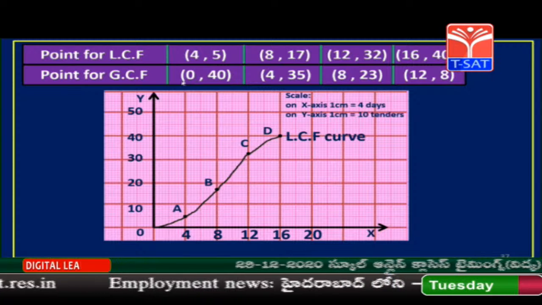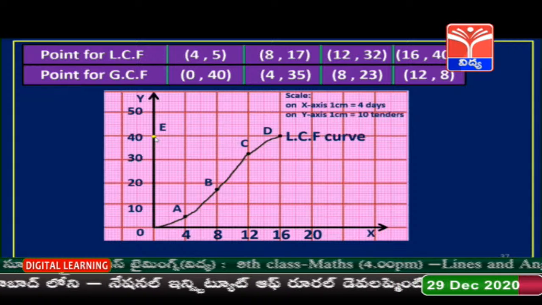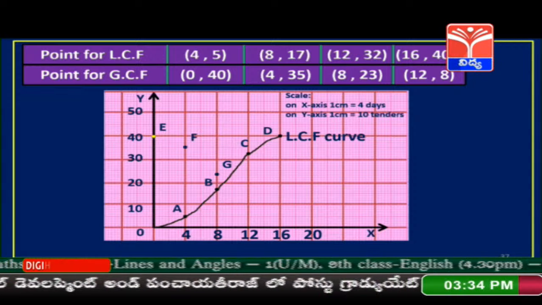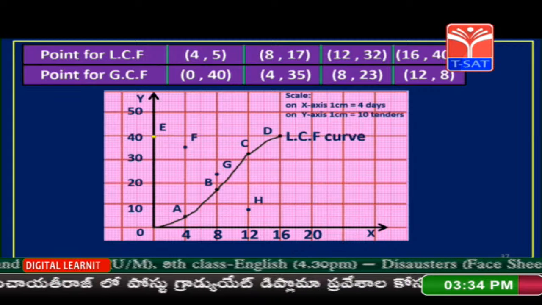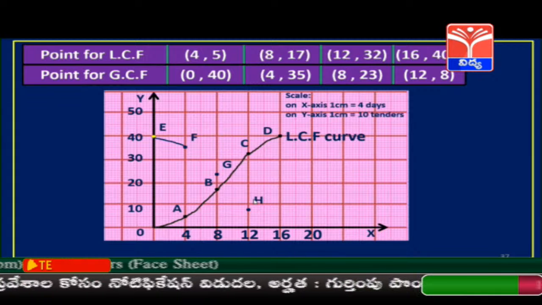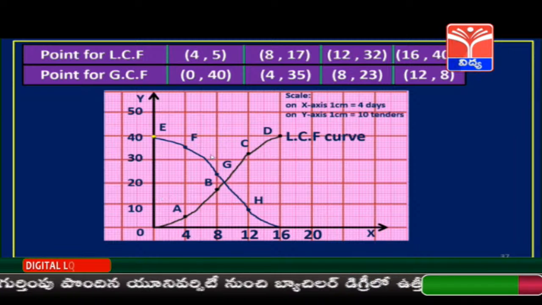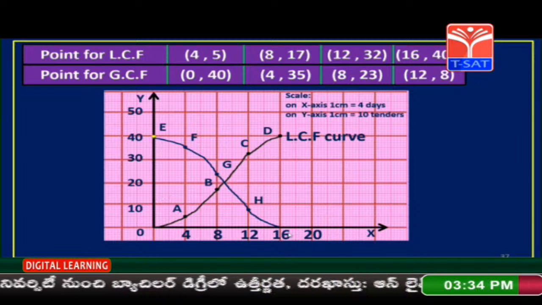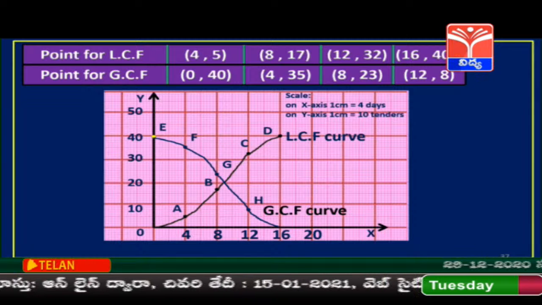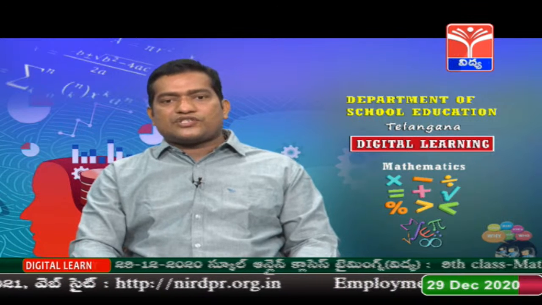Now let us draw GCF. First point 0 to 40, this is 0, this is 40. I am taking the first point as E. Second point 4, 35. Third point 8, 23. Fourth point 12, 8. So I am naming the points as E, F, G, H. So now I am joining them by a freehand curve. So I am getting like this. E, F, G, H is joined with 16. I am calling the curve as GCF curve. Children, like this we have to construct LCF and GCF curves for a given frequency distribution.